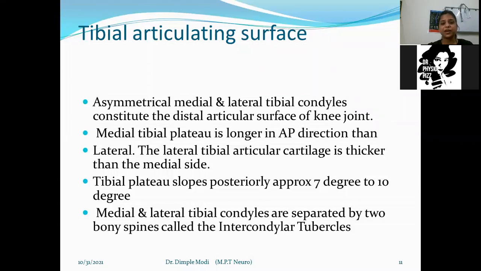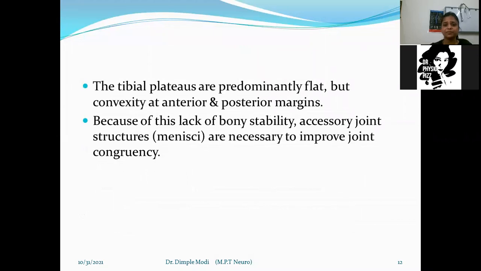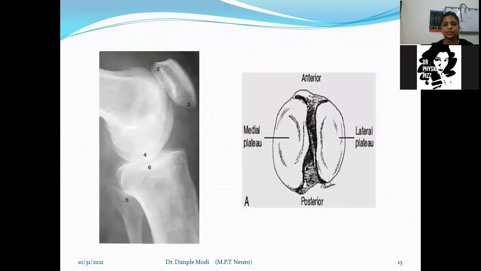The asymmetrical medial and lateral tibial condyles constitute the distal articular surface of the knee joint. The medial tibial plateau is longer in the AP direction than the lateral. The lateral tibial articular cartilage is thicker than the medial side. The tibial plateau slopes posteriorly approximately 7 to 10 degrees. The medial and lateral tibial condyles are separated by two bony spines, called the intercondylar tubercles, so during extension it gets lodged. Because of the lack of joint stability, accessory joint structures, which are the menisci, increase the joint congruency. This is the X-ray picture.